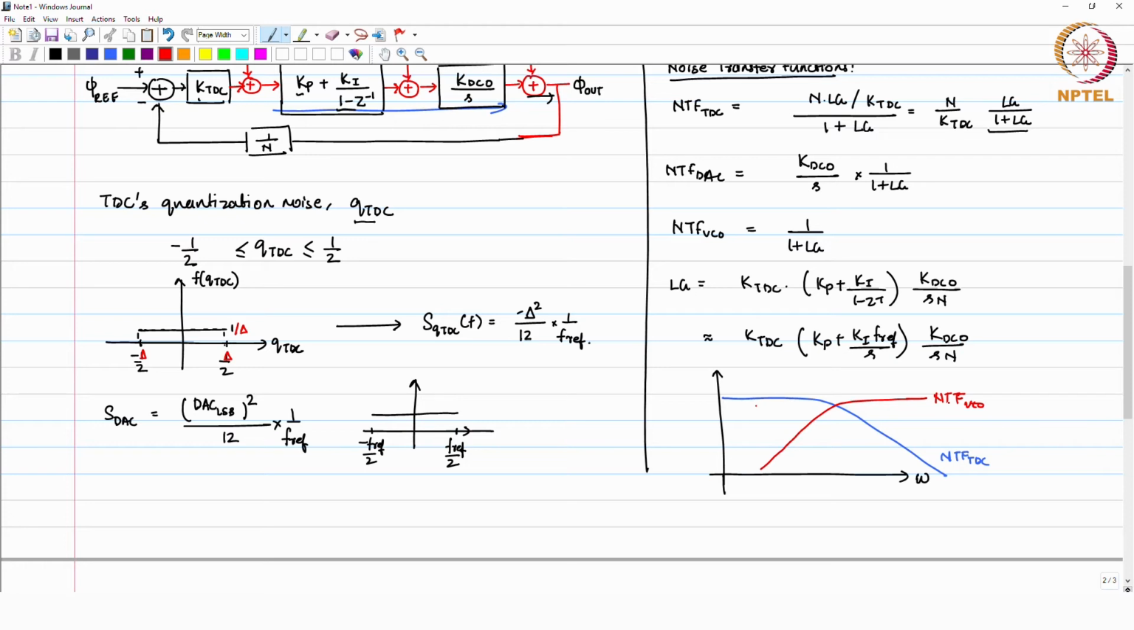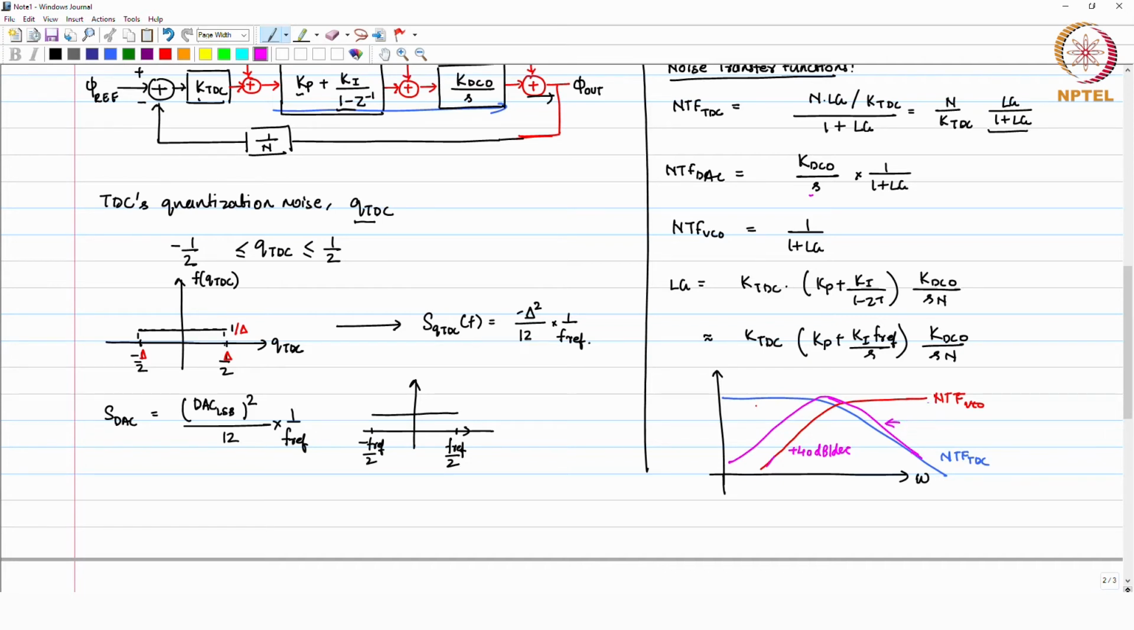So, what you will see for NTF of DAC at S equal to 0: 1 by 1 plus loop gain is this. This is changing at the rate of your frequency, like S square. This is like plus 40 dB per decade. 1 over S is your minus 20 dB per decade. So, overall you will have the suppression. You will see some kind of transfer function like this. Again, we are looking at the nature of the waveform, not the exact waveform. This will be NTF of DAC.